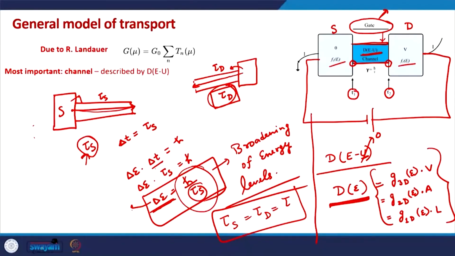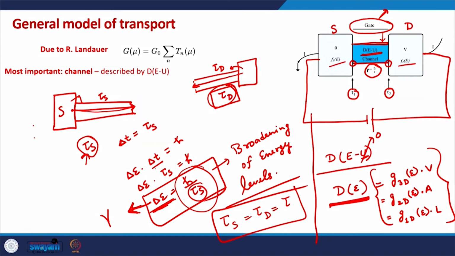An important concept that emerges from the quantum mechanical nature of electrons is that because during transport electrons stay only for a finite time in the channel, that leads to the broadening of energy levels in the channel, and this broadening is represented by the parameter gamma. This delta E is represented as gamma, and this is given as h bar by tau. So this is all that we have, and now based on this we will see what the current is according to this model of transport.